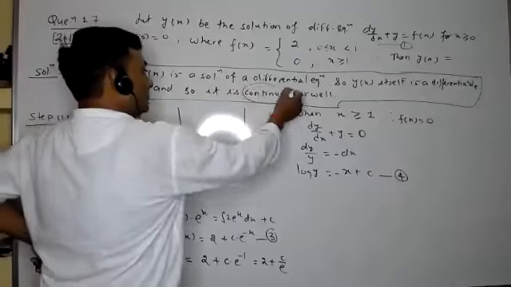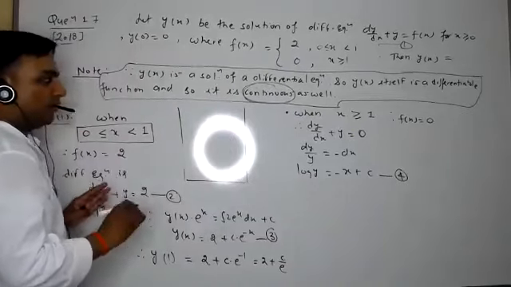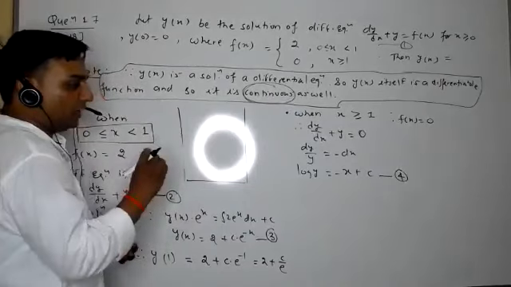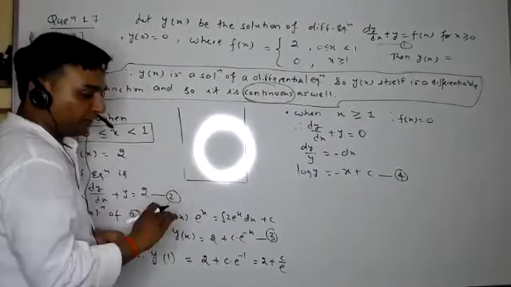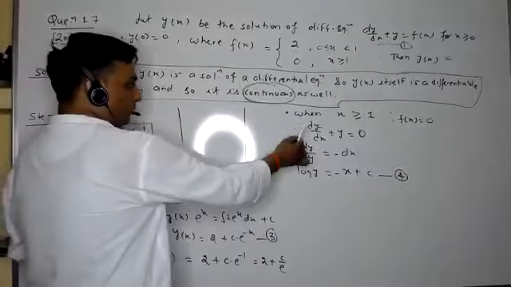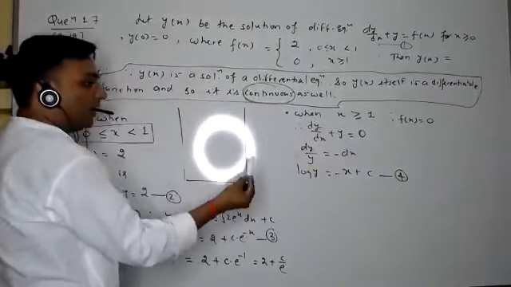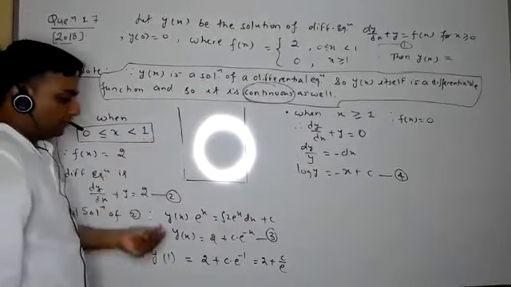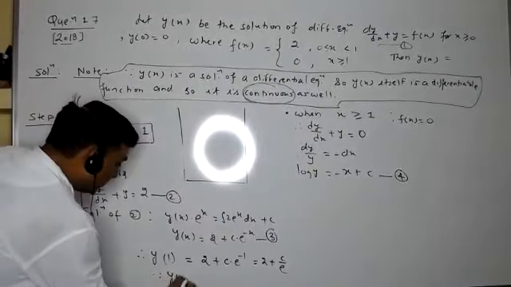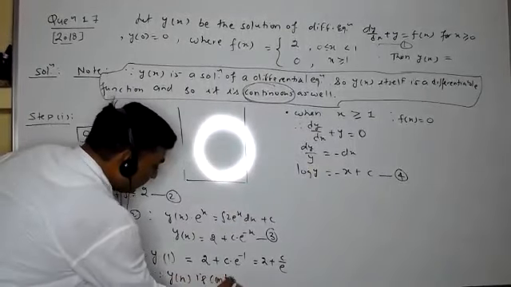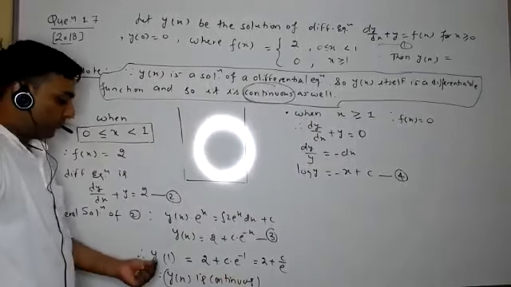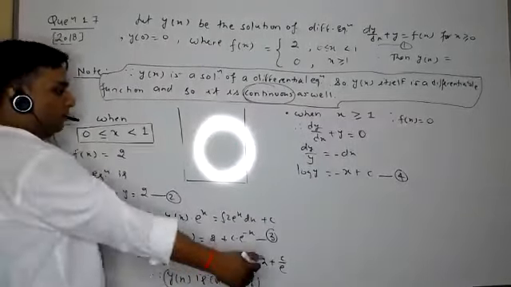Function is differentiable. Yes, since the function is continuous, so what will happen? The left hand limit will be equal to the right hand limit and the value of the function at that point. So although y at 1 will lie in this domain, y at 1 must be equal to the left hand value, because y of x is continuous, right? So if you calculate y at 1 here, what will you get?